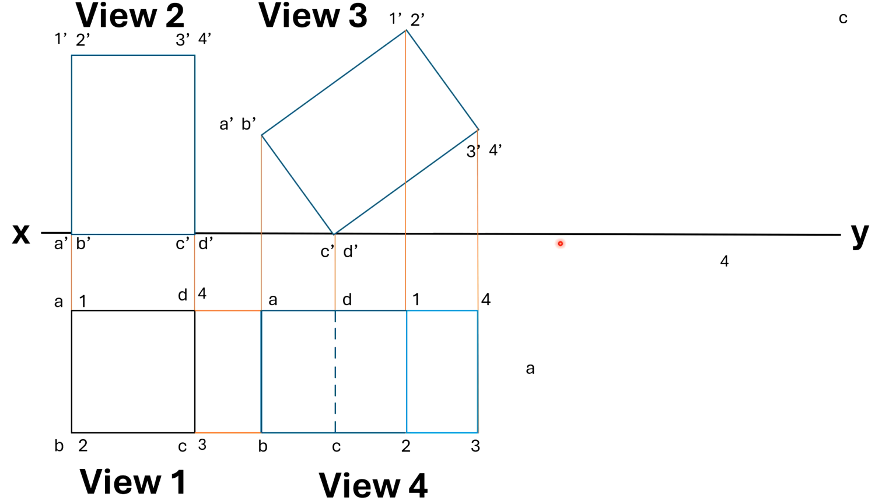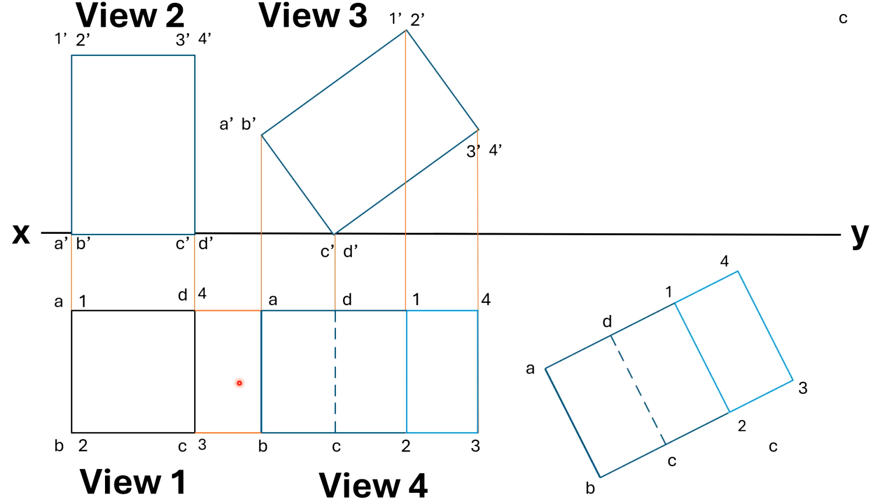Now I need to make the angle with the given specified angle. So I rotate the axis in such a way that it will make a 30 degrees angle with the specified angle. Then this becomes the view 5. So now this is the view 5.